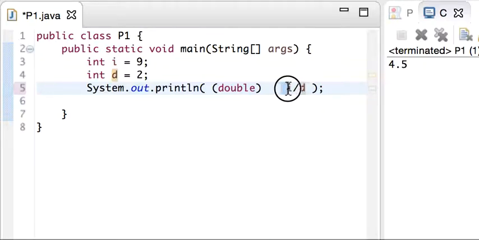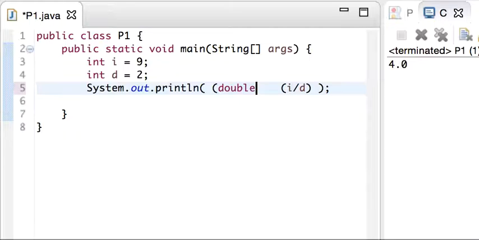If I want to make this calculation first and then typecast it, I have to put this in parentheses. Because this is in parentheses, this part is calculated first, which is 9 divided by 2. It is 4, not 4.5, because both of them are integers. So this one is integer 4. When I typecast it to double, it will be 4.0.